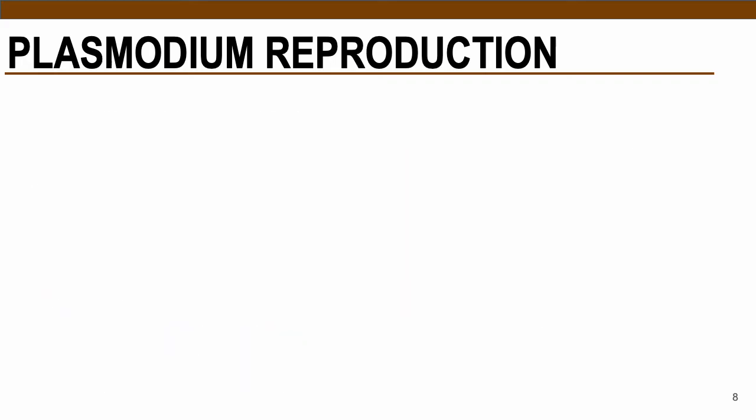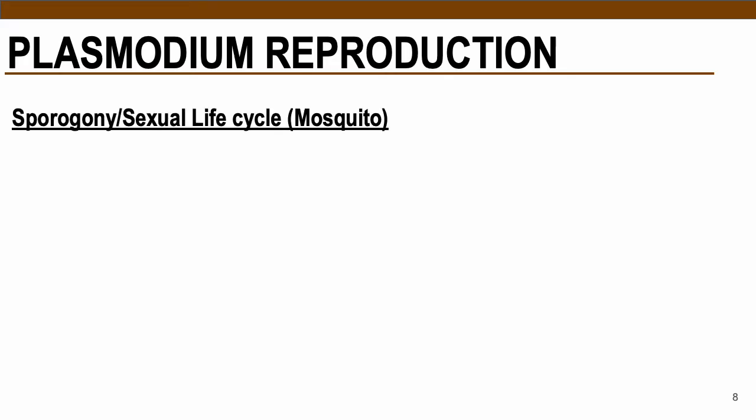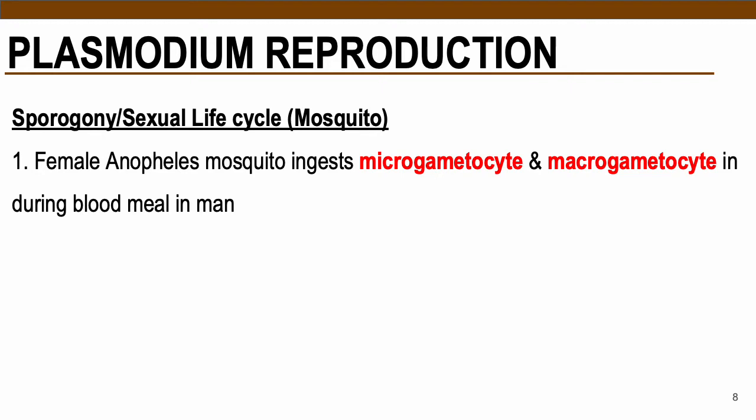The transmission of the parasite back into the vector occurs when the Anopheles mosquito ingests the mature gametocytes, specifically the microgametocyte or the male gametocyte, and the macrogametocyte, which means the female gametocyte. These in turn initiate the sporogony or the sexual life cycle of Plasmodium species.